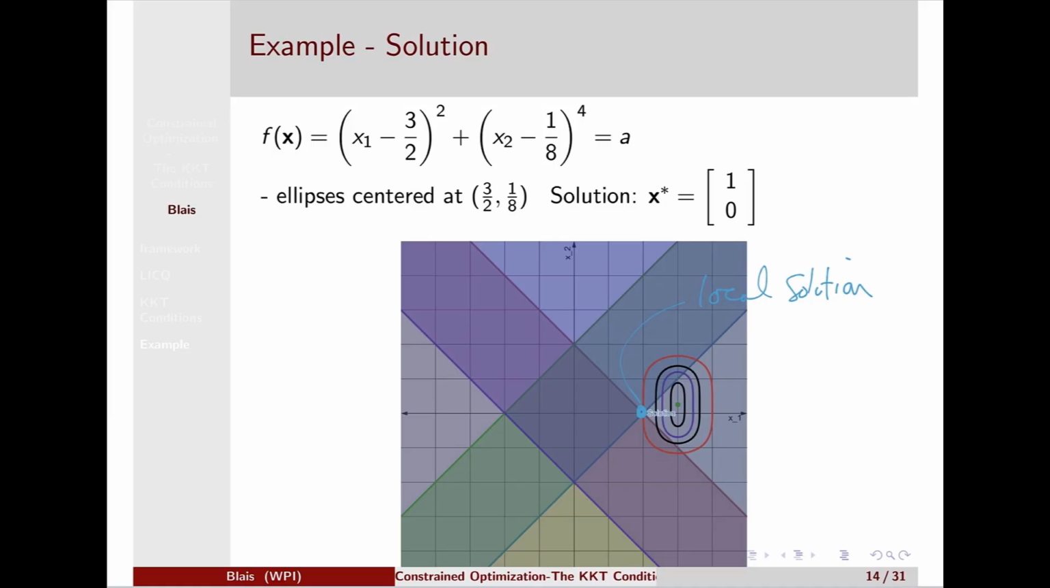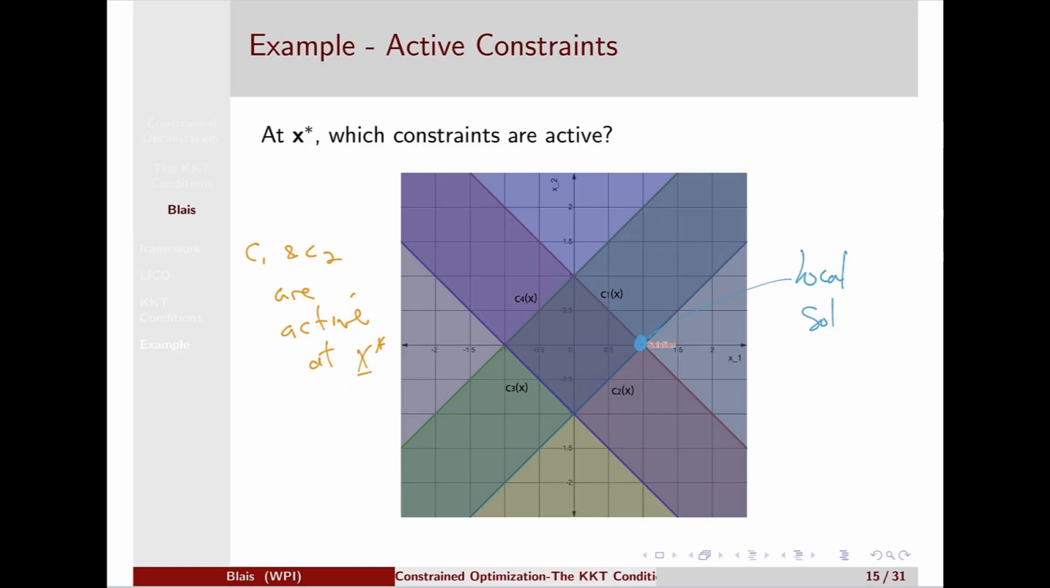So there will be a corresponding Lagrange multiplier vector lambda that couples with this solution, satisfying all of the KKT conditions. The first thing we want to recognize is which constraints are active and which are inactive. They're labeled here, but recall that active means the point x star is on the constraint boundary. So this constraint here is our C1, the first of our constraints. So C1 is active, and this constraint here is C2. So C2 is also active.